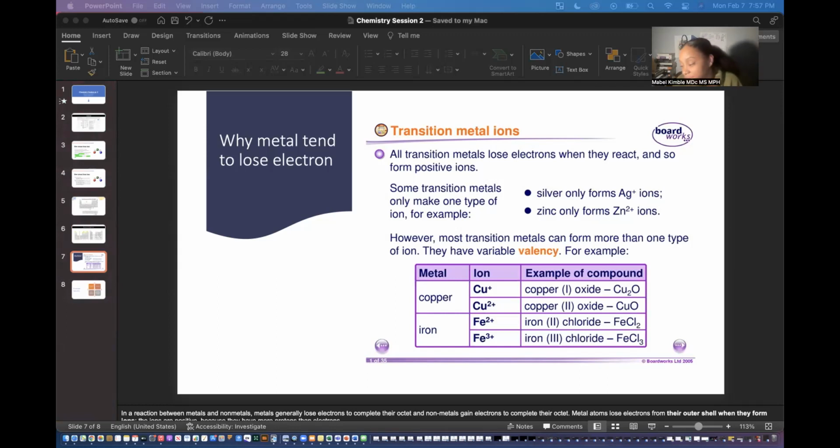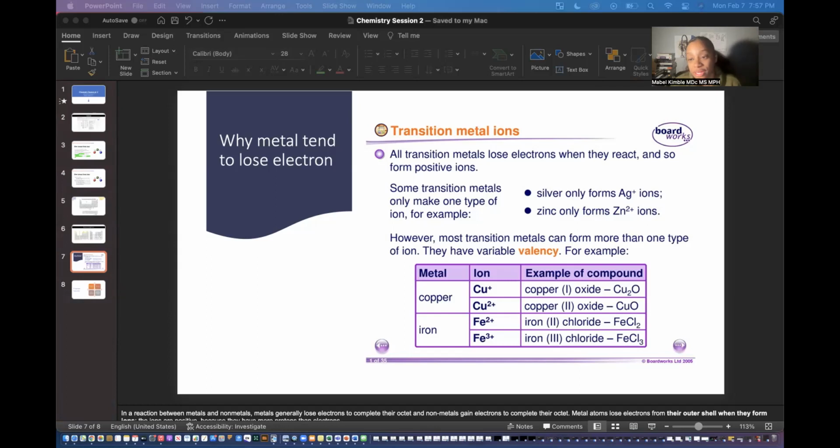Another thing that is kind of cool to notice here is that if you're going to memorize anything here, memorize those most likely tested atoms, for example your silver and your zinc. So remember that.